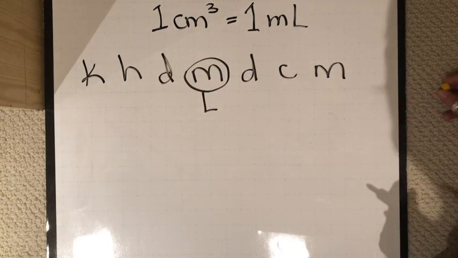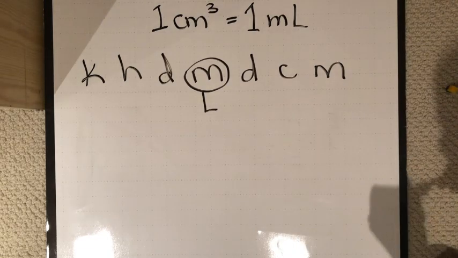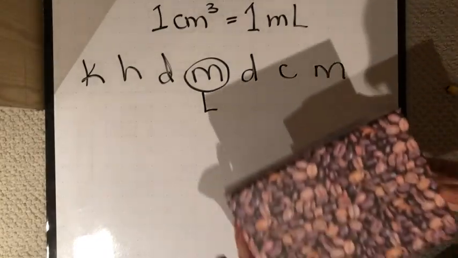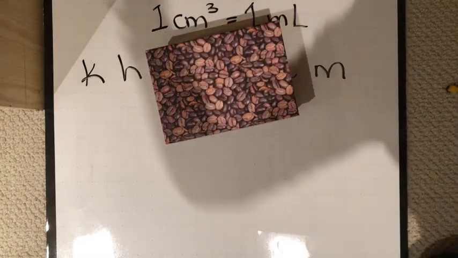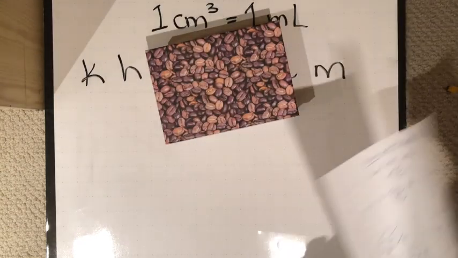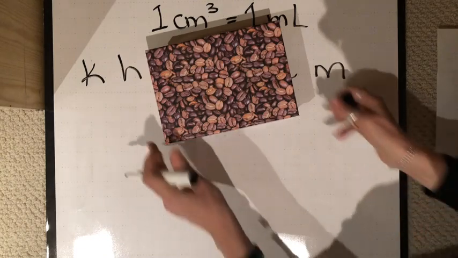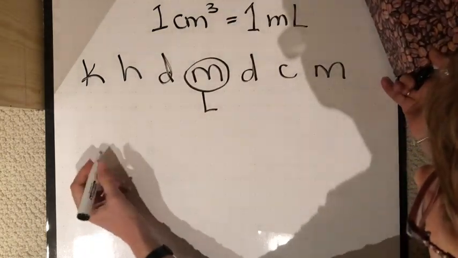So let's say we had an aquarium that looks like, I'm just going to use this box and pretend that it is an aquarium. And let's say that the dimensions of the aquarium were, I'm going to draw it here.